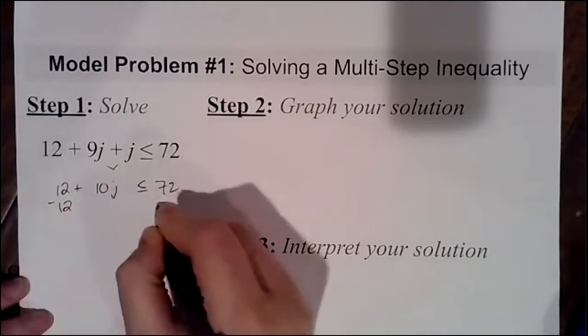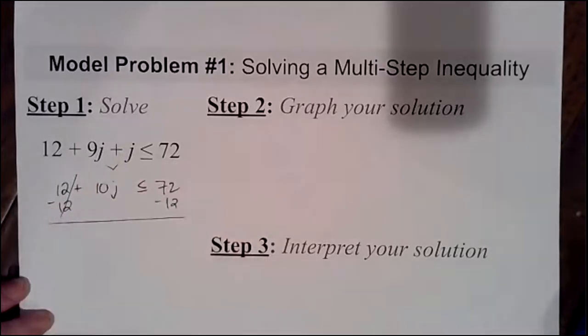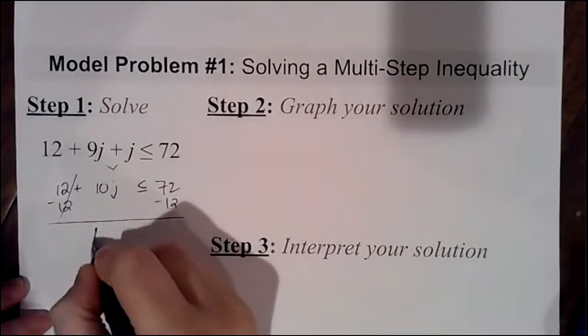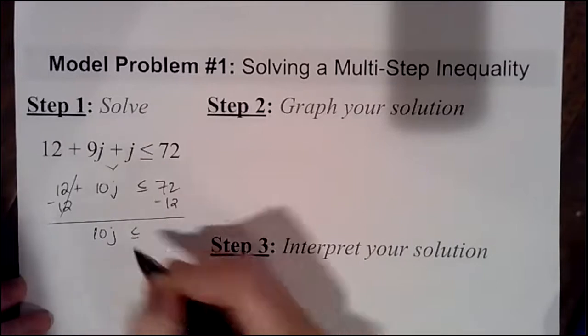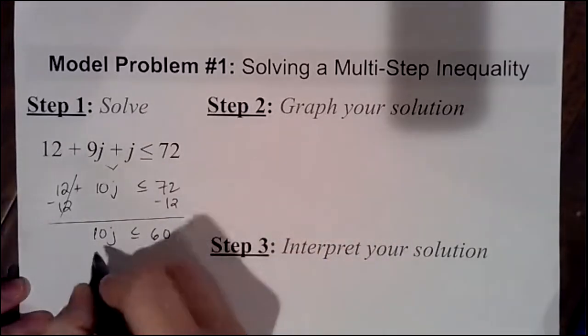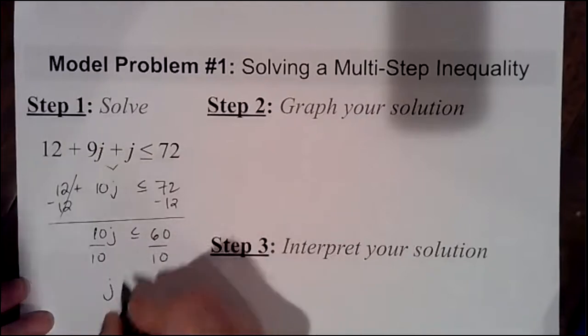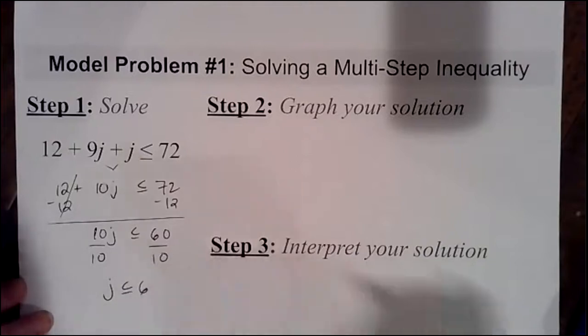I don't see anything else with a j, so I know 12 and 72 are like terms. Subtract 12 from both sides. Okay, these cancel because those are inverses. I get 10j is less than or equal to 60. Okay, then dividing 10 on both sides, and j is now less than or equal to 6.